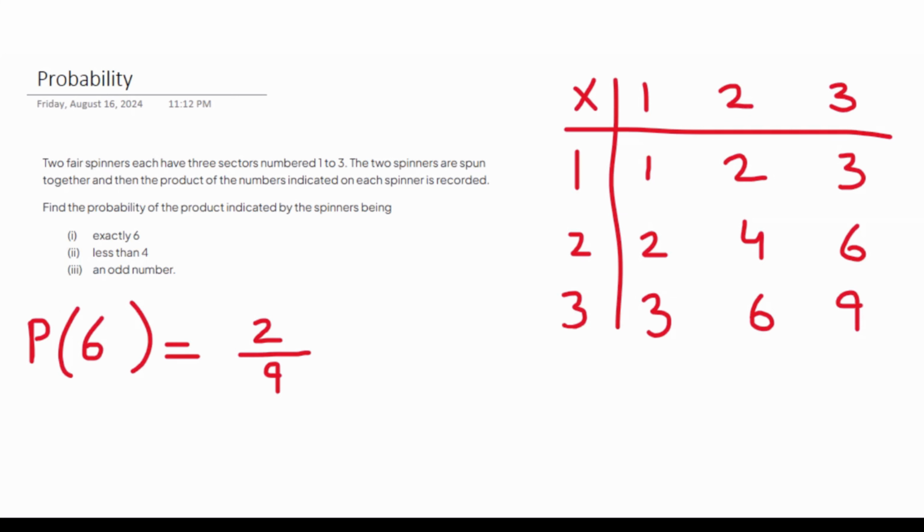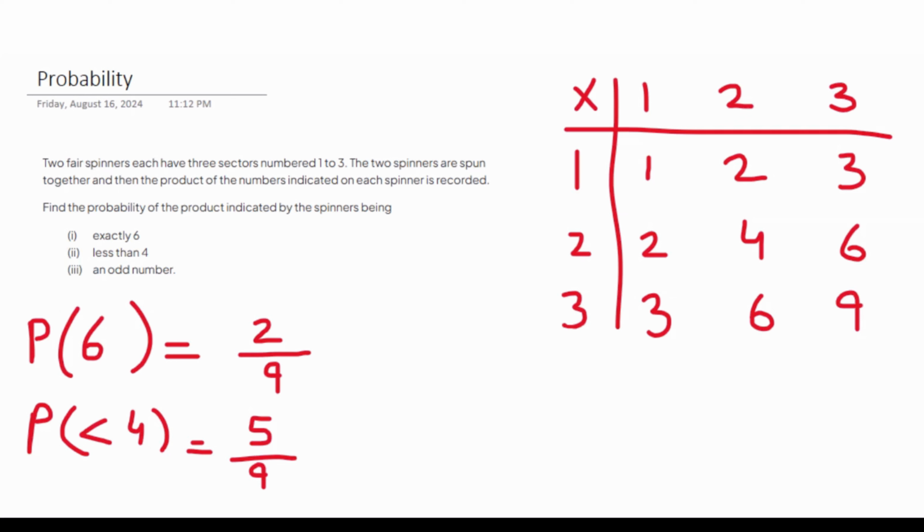Next, we need to find out the probability that it's going to be less than 4. So our probability is going to be P(less than 4). Right, so what are the options we have? If you see, all the outcomes that are less than 4 are 1, 2, 3, 4, and 5. So in total we have 5 outcomes out of 9 which are less than 4.